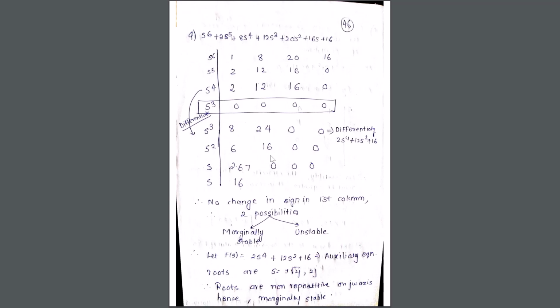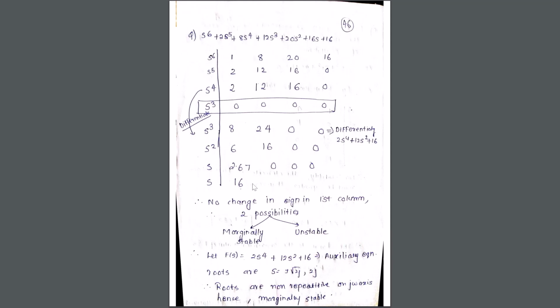When you're getting the entire row as 0, please differentiate the earlier row and write down the next step. That is 2s raised to 4, the upper equation, plus 12s square plus 16. Why is 12s square? Because all this alternative, right? It is s raised to 4, s square and s raised to 0. Differentiate this particular equation which is given to you over here and you will get 8s cube plus 24s is equal to 0. Now you solve the entire table.